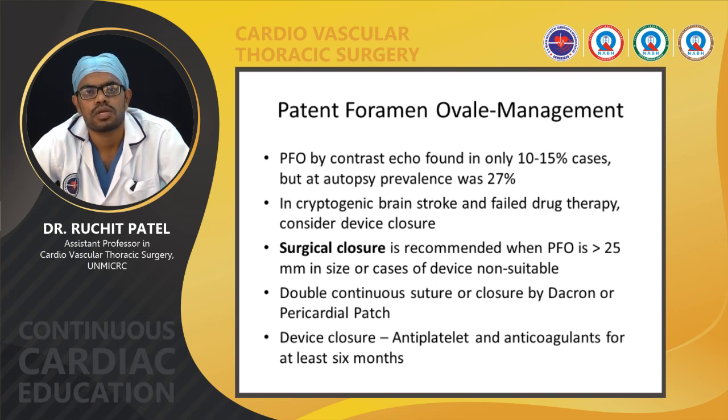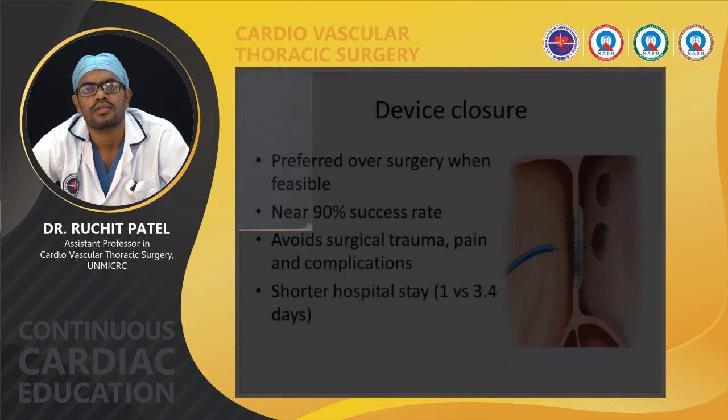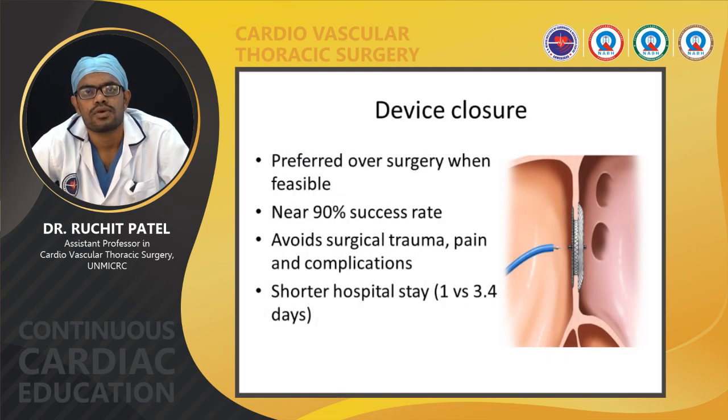Surgical closure can be through a double continuous suture, or for larger ASD, with a Dacron or pericardial patch. In cases of device closure, antiplatelets and anticoagulants are continued for at least 6 months. Nowadays device closure is preferred because of the success rate nearing 90%, and there are certain advantages: avoiding surgical trauma, prolonged ICU stay, surgical pain, and complications.